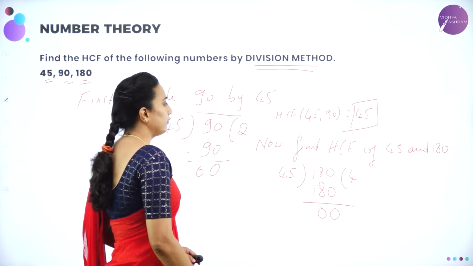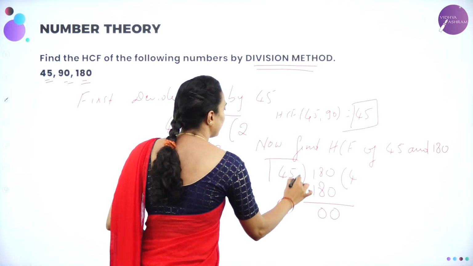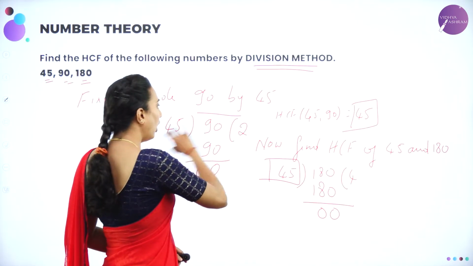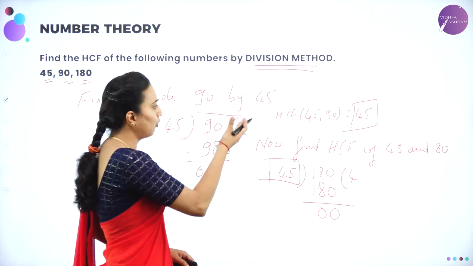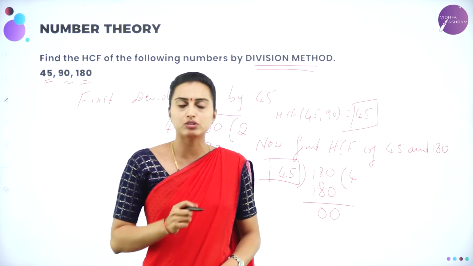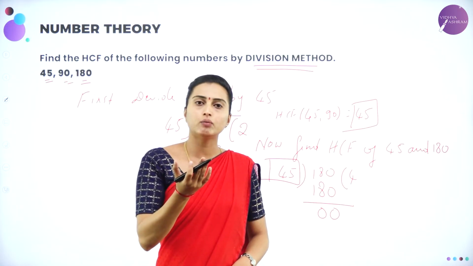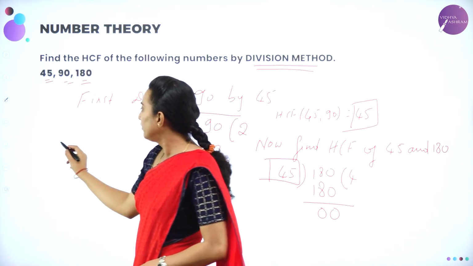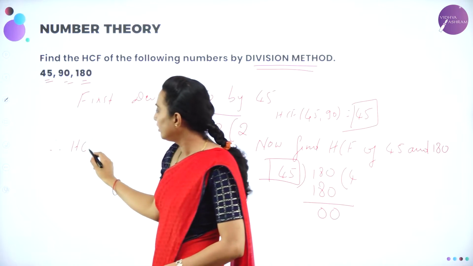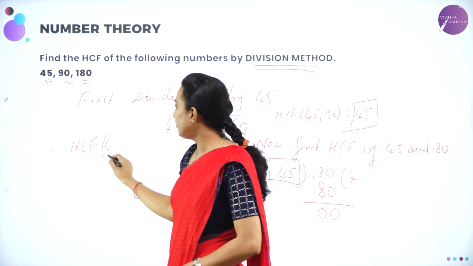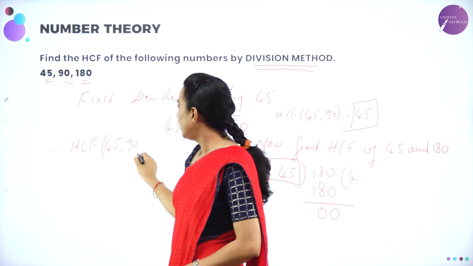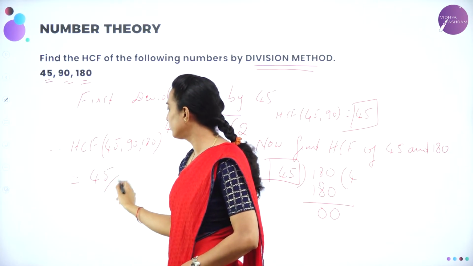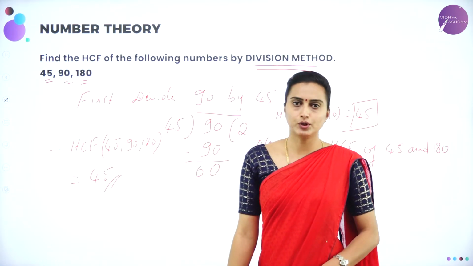Now you can choose. So this will be the HCF of 180 and 45, isn't it? Therefore, the HCF common to all three numbers is 45. The common factor you are going to use, that is what we have learnt in the factorization method, the common factor. Therefore, HCF of 45, 90 and 180 is equal to 45. This is your answer. Got?